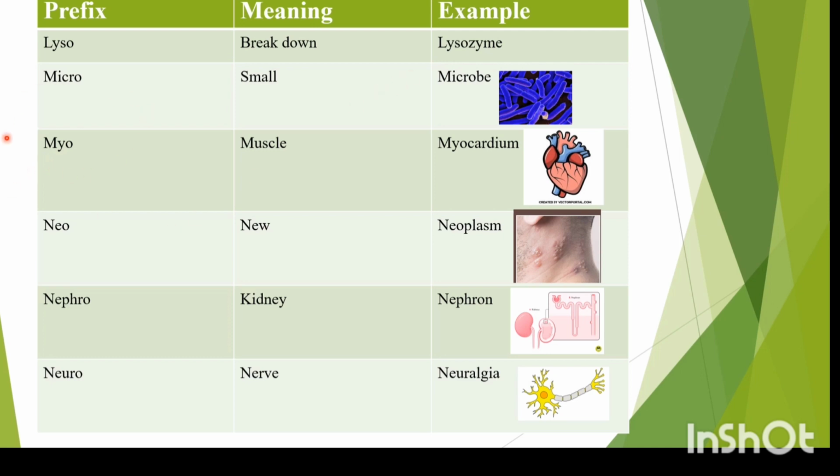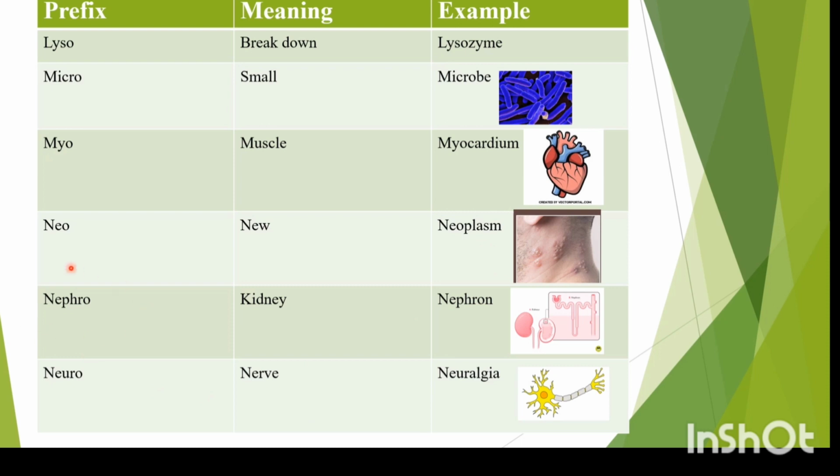Next one is myo. Myo means muscle. Example, myocardium. Myo means muscle, card means heart. So heart muscle is called myocardium. Next one is neo. Neo means new. Example, neoplasm. That means new cell growth is called neoplasm.